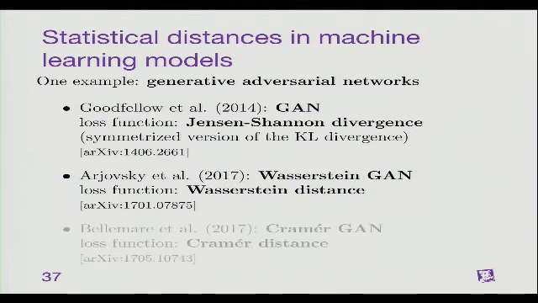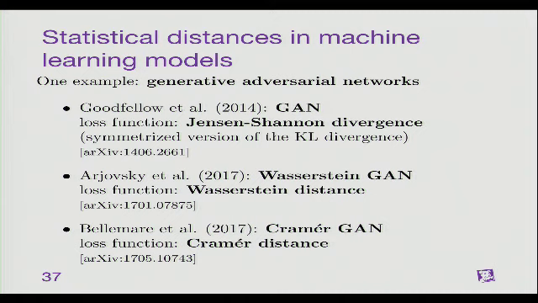And the same year, in 2017, we also saw the Cramer generative adversarial networks. Those use the Cramer distance as a loss function, and it actually solves a few issues that we might have with the Wasserstein generative adversarial networks, especially when we work with samples where we might have bias.